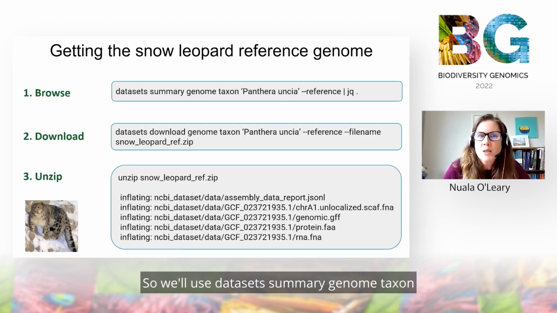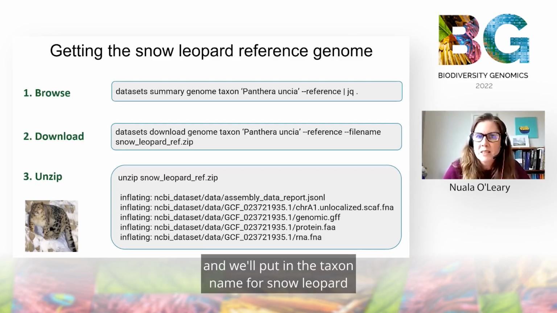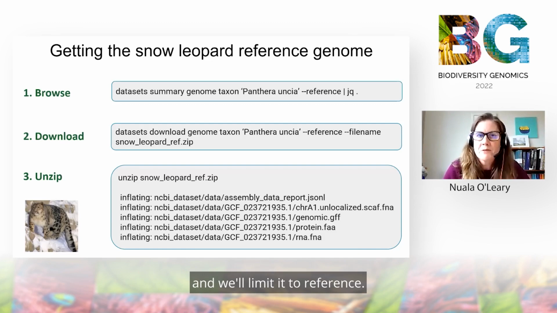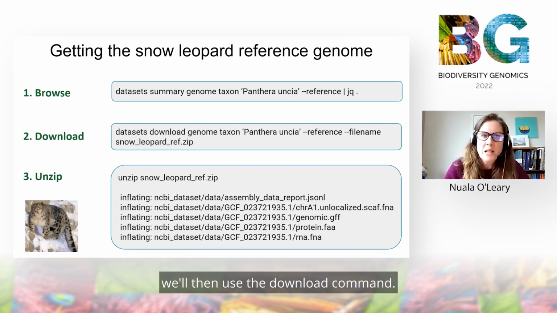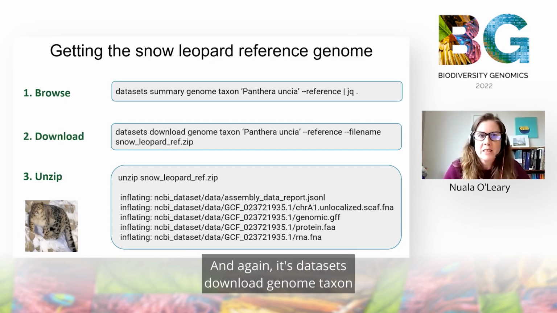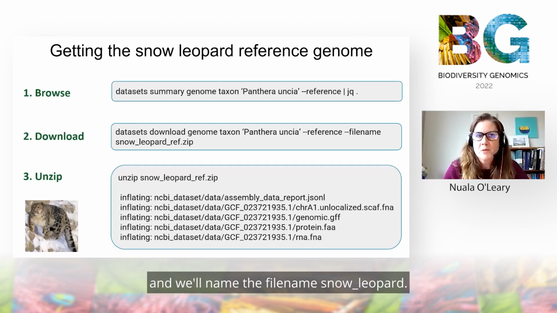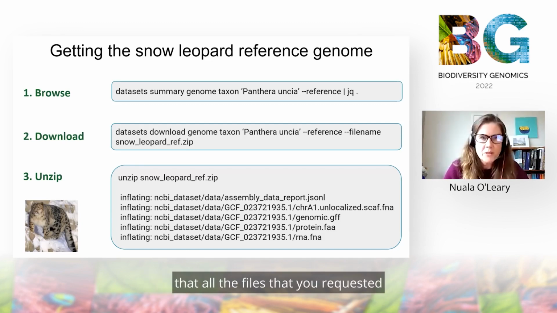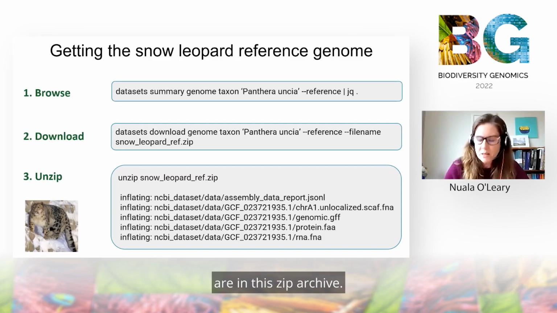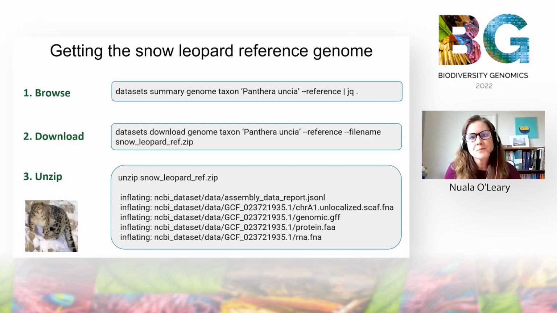So we'll use datasets summary genome taxon, and we'll put in the taxon name for snow leopard, and we'll limit it to the reference. Once we find out that there is a genome for snow leopard, we'll then use the download command. And again, it's datasets download genome taxon with the taxon name, and we'll limit it to reference, and we'll name the file snow leopard. And then we'll unzip the file. And you can see here in this example that all the files that you requested are in this zip archive.